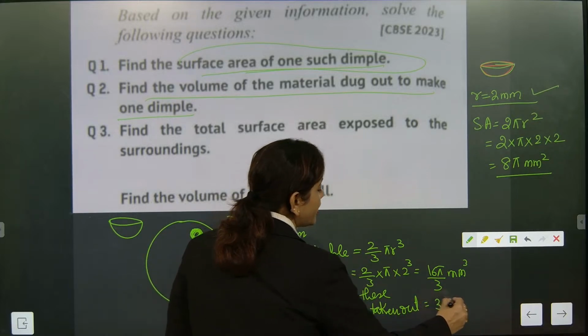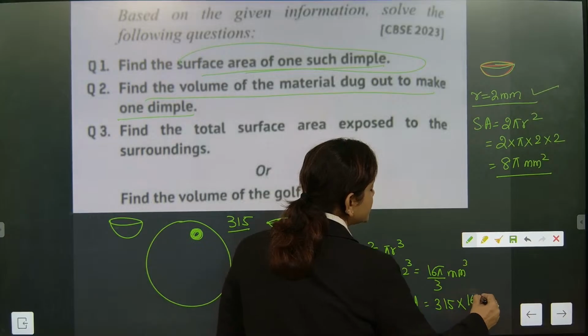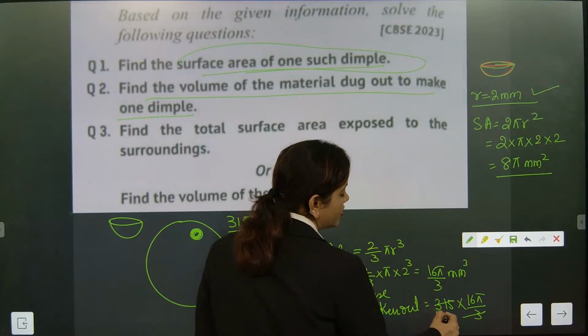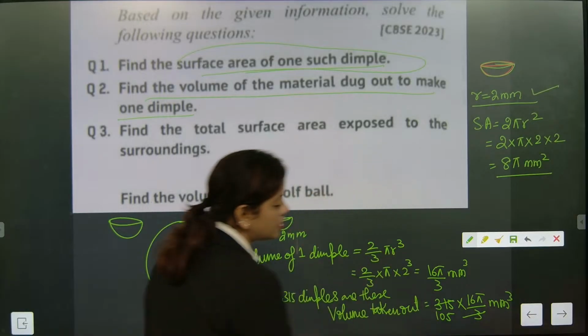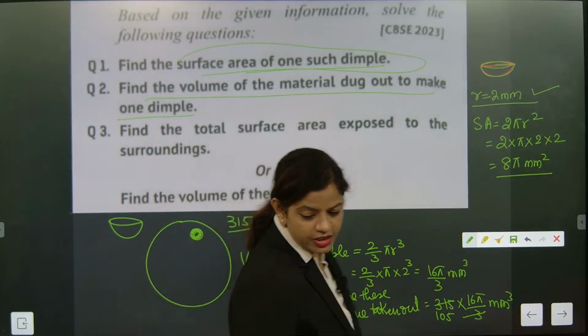It is 315 into 16 pi by 3. So if you cancel this, 105 into 16 pi mm cube. So this is the total volume. So 105 into 16 if you do.